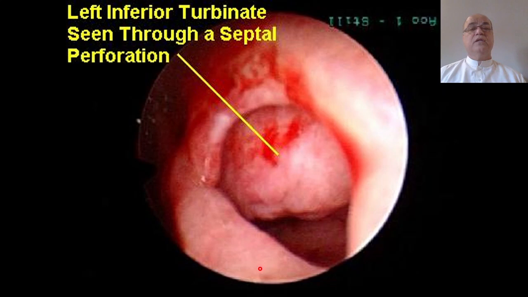This is that we are looking at the nasal cavity from the right nasal cavity. There is a gap or perforation in the nasal septum, and through that perforation we can see the lateral nasal wall on the other side, and this is the left inferior turbinate. So while looking from the right nasal cavity, this left inferior turbinate is visible through this septal defect.